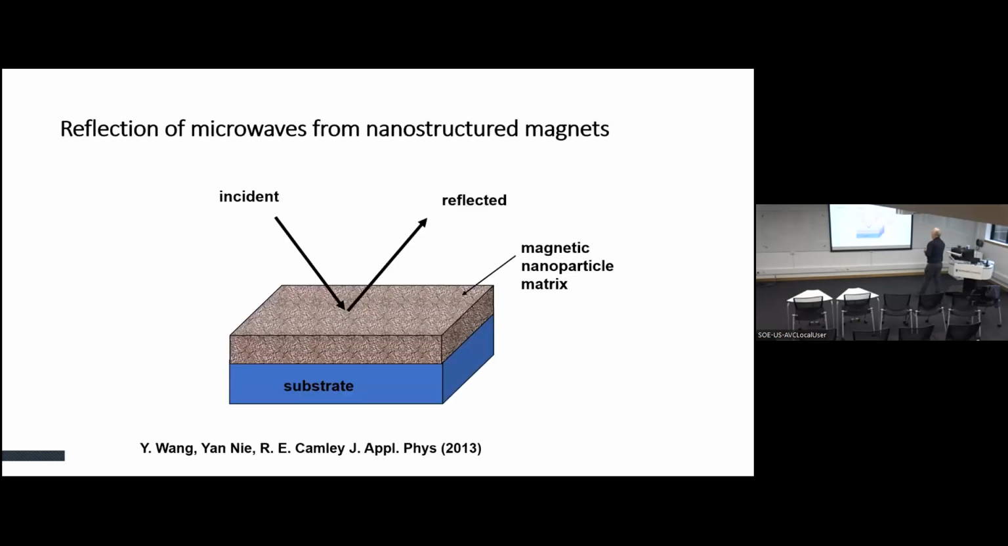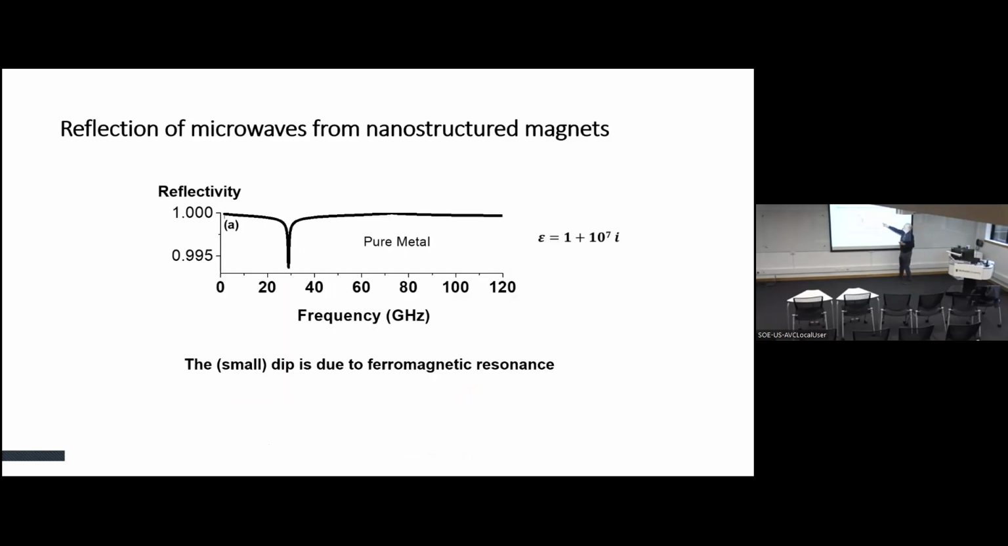Our first microstructure is going to be magnetic nanoparticles. We're going to imagine putting tiny little metallic magnetic particles in a plastic or something like that. We're going to look at incident and reflected waves, just like usual. First, we're going to look at the pure metal. This is reflectivity, how much is reflected as a function of frequency. This is the pure metal, and you can see it's always near 1. It's always nearly completely reflected.